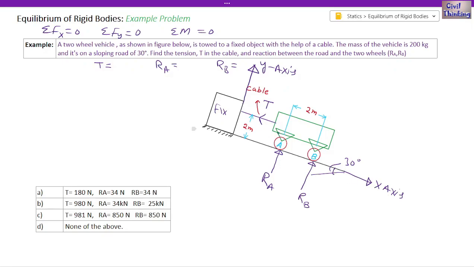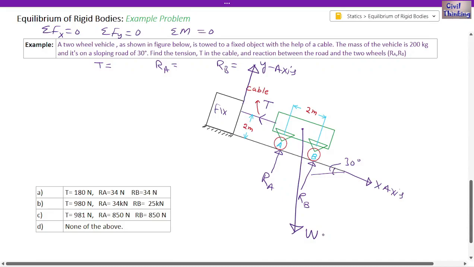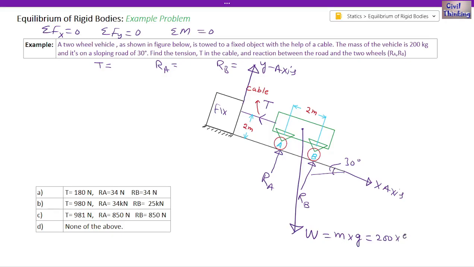Now the mass of this vehicle is 200 kg. It means this vehicle has a weight too, and we have to consider the weight of this vehicle. The weight of anything always acts vertically downward, something like this. This is the weight. Weight is the mass of the vehicle multiplied by the acceleration due to gravity. Mass is 200 kg multiplied by g, the acceleration due to gravity, which is 9.81 meters per second squared.